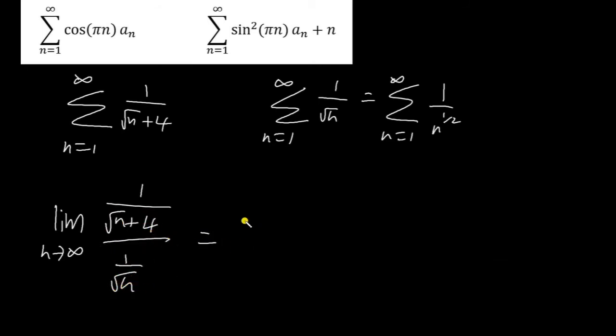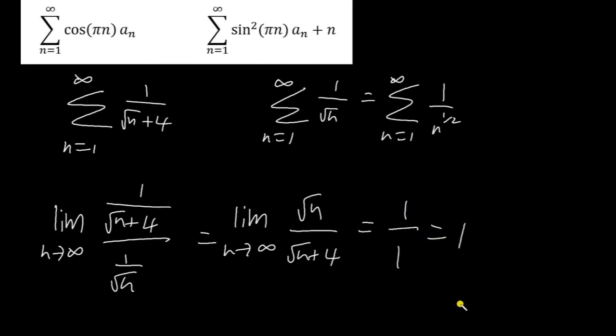I can rearrange this to make it a little bit easier to understand. Square root of n over square root of n plus 4. And I have the same power, so I can look at the coefficients. It's going to be the coefficient of 1 divided by 1, which is 1.